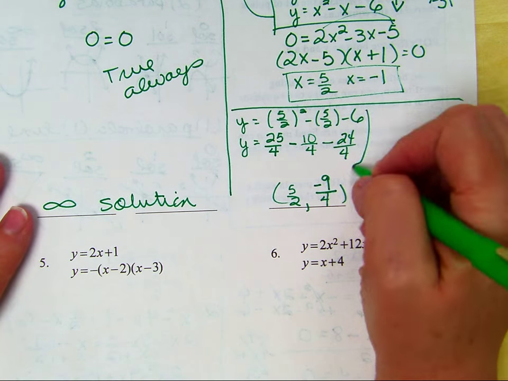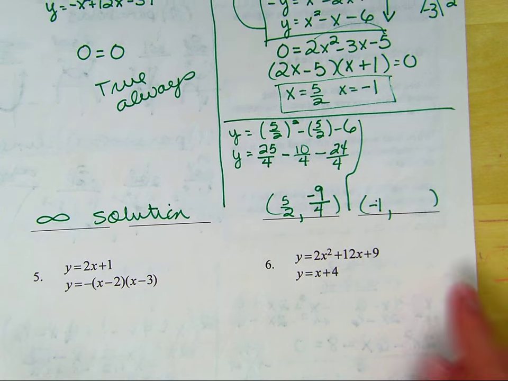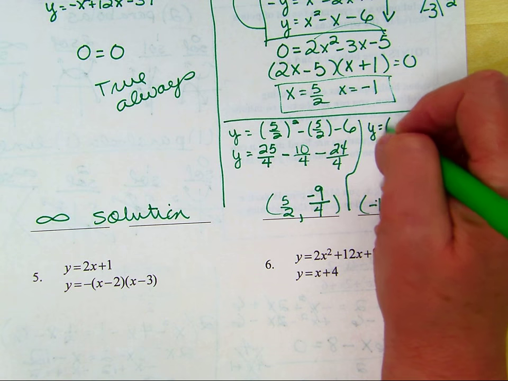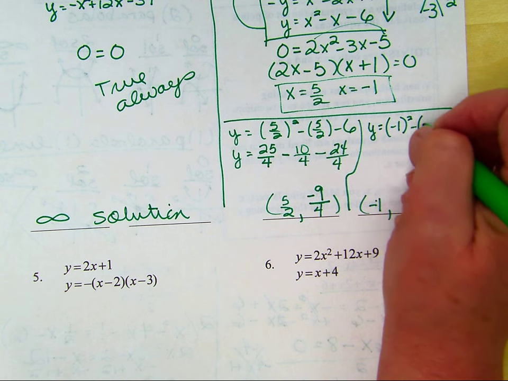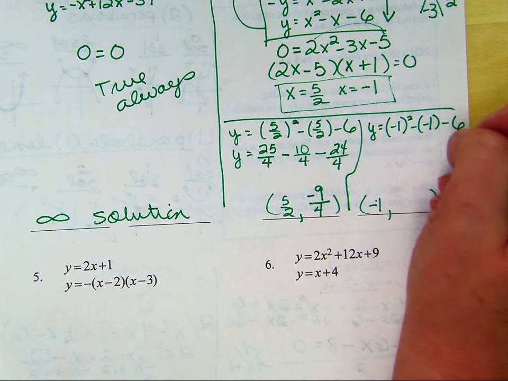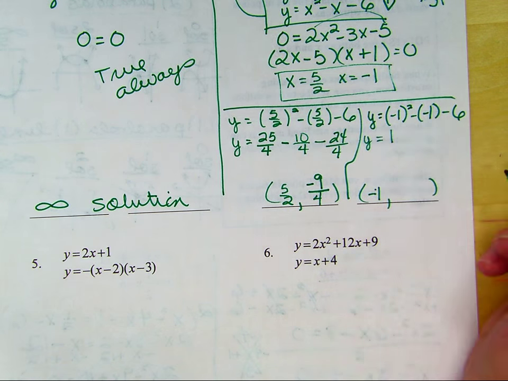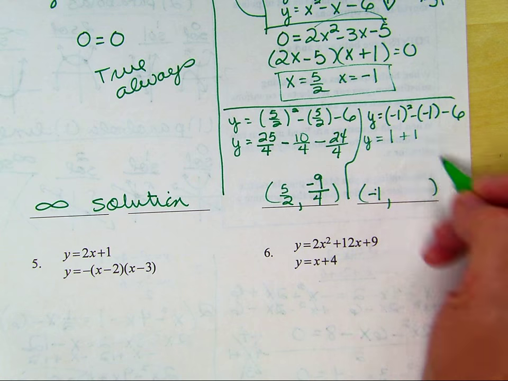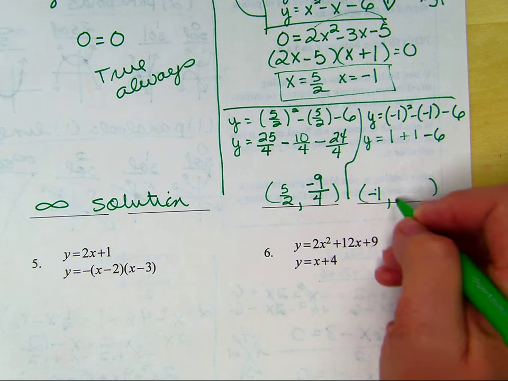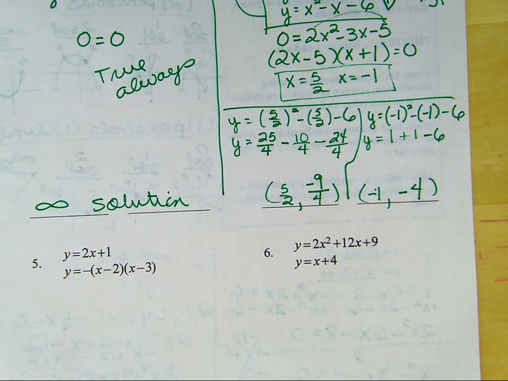Now this negative 1 will be easy to plug in because that one was, so we got negative 1 squared minus negative 1 minus 6. So y equals positive 1 plus 1 minus 6, negative 4. The process seem fine? Seem good?